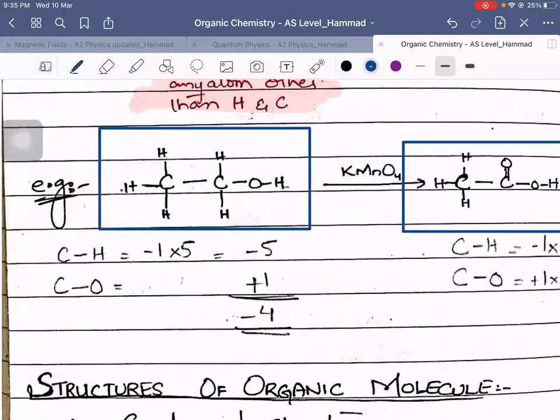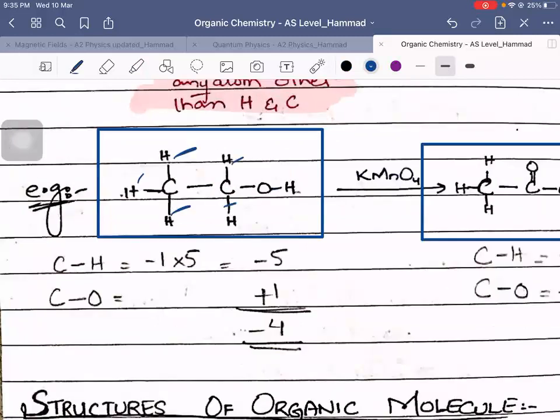Please calculate the number of carbon hydrogen bonds. Carbon hydrogen bonds are 5, multiply them by -1, that gives me a value of -5. Carbon oxygen bonds, carbon hetero, would give you a value of +1. There is no value for oxygen and hydrogen bond.